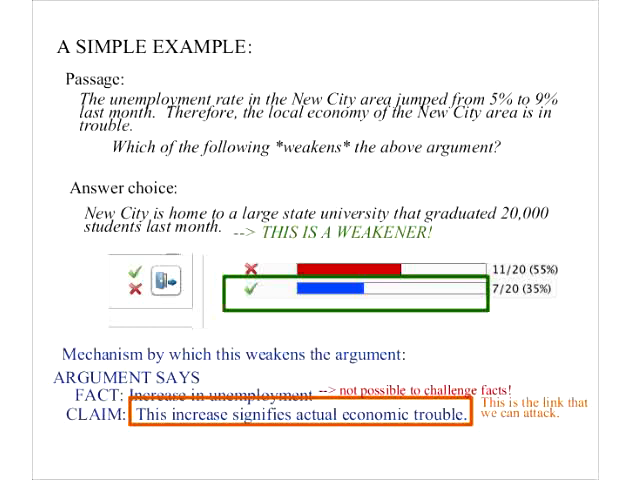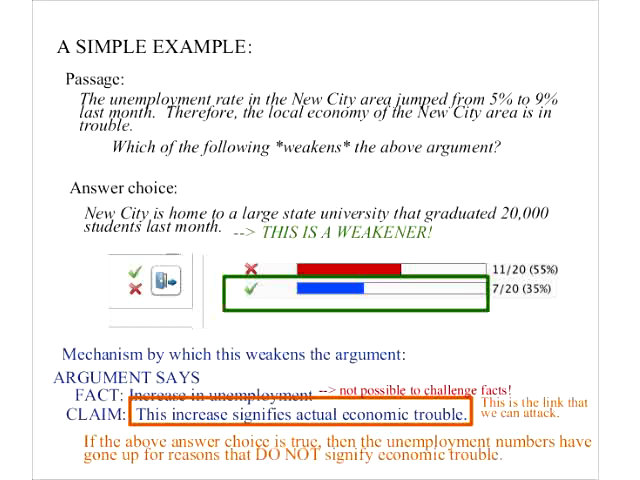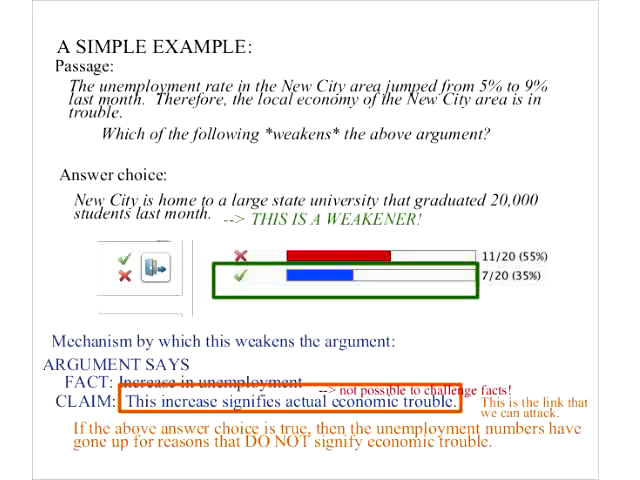So the only thing you can challenge is the interpretation of facts, but you cannot challenge the facts themselves. So the point is, the way this works is that if the above answer choice is true, then the unemployment numbers have gone up for reasons that do not signify economic trouble. Now, one thing you've got to notice here is we are making assumptions when we do this.